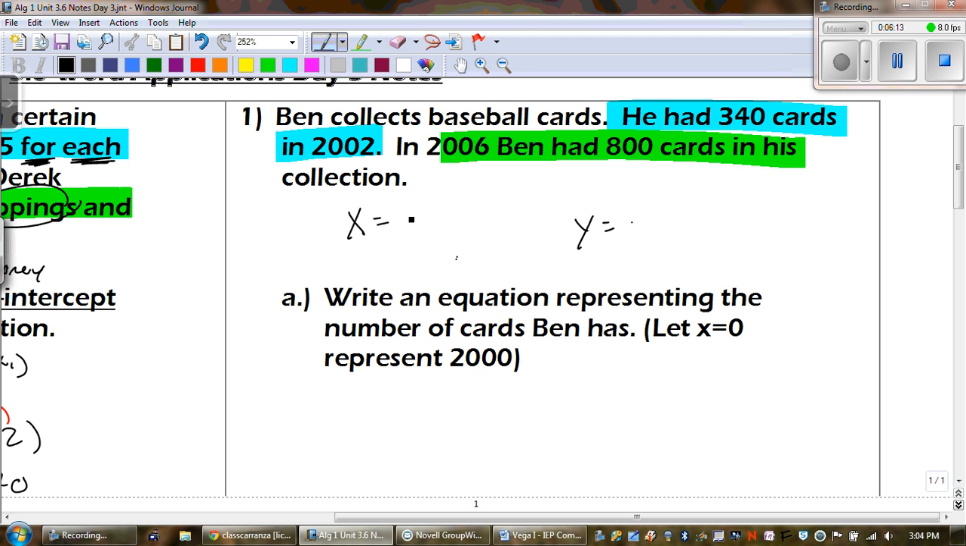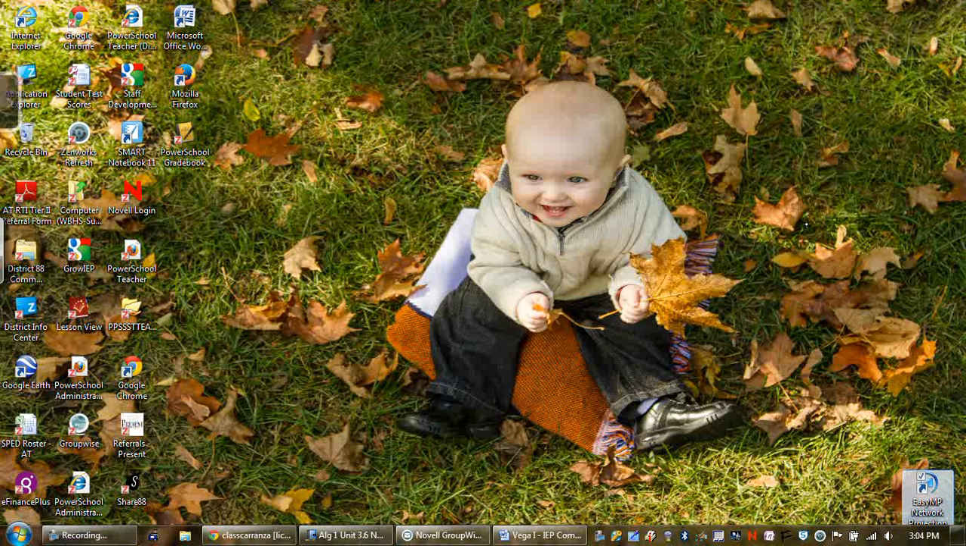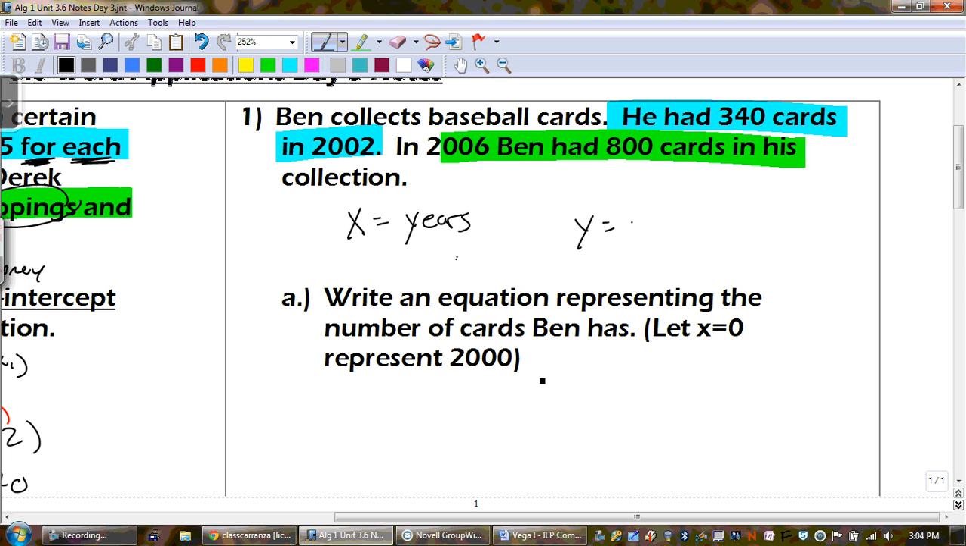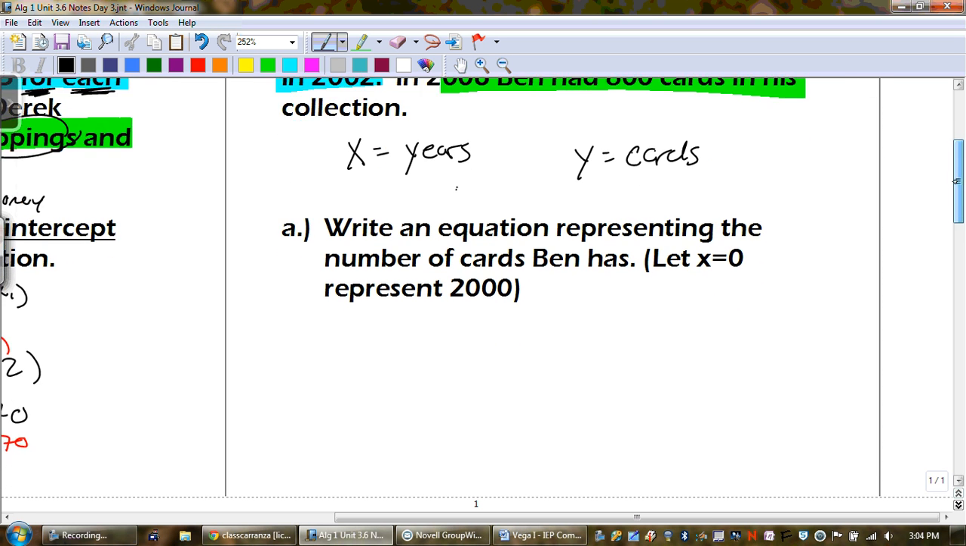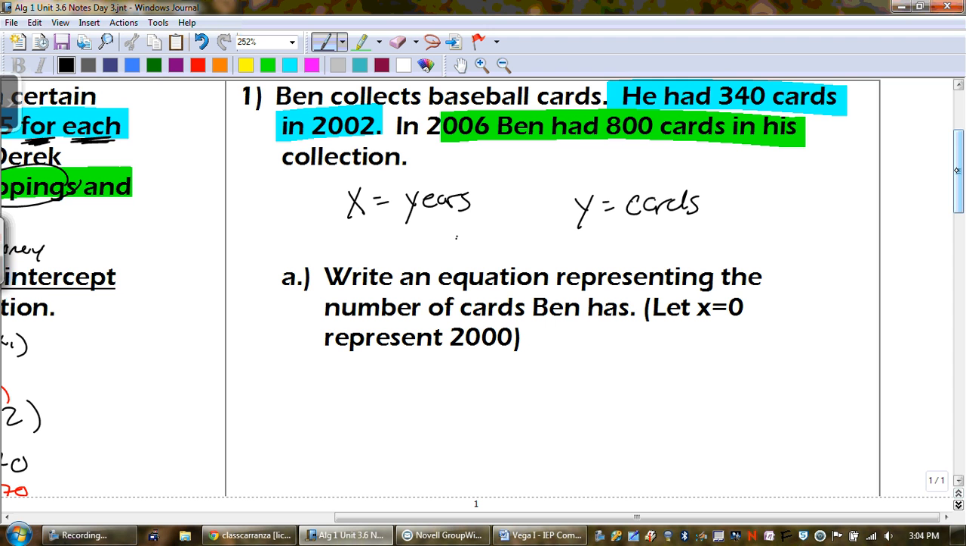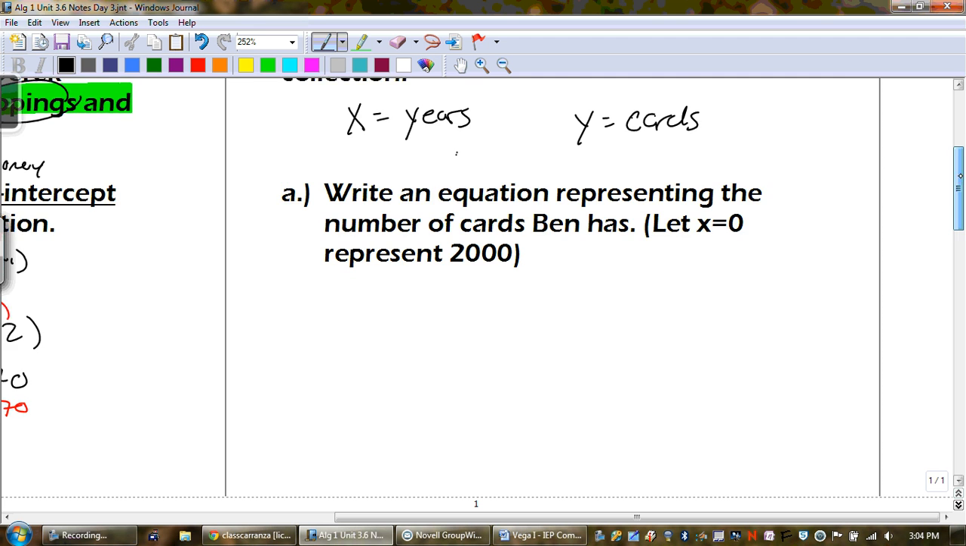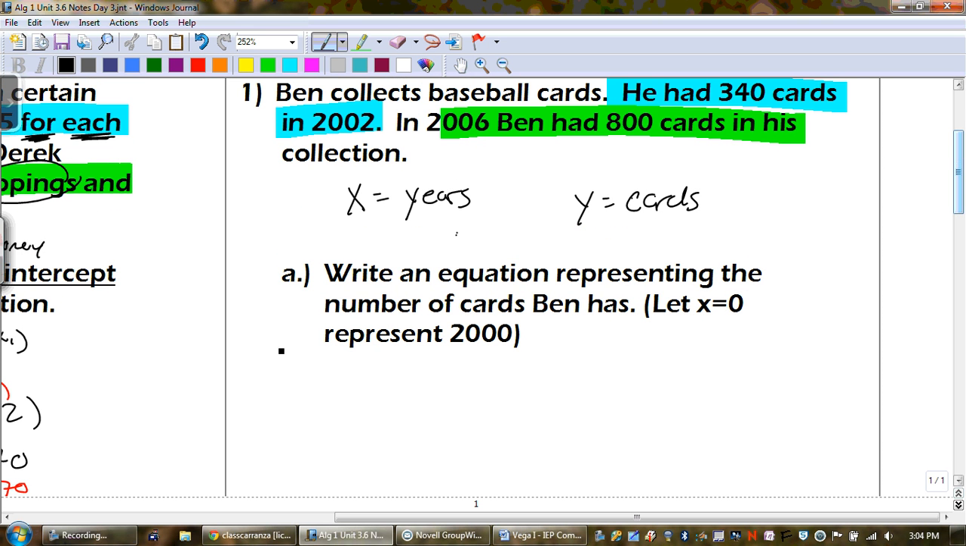Anytime we're dealing with time or years, that's our x. Whoops, that's my son. Okay, but we're talking about y, and y for this one would be the cards. Now, write an equation. They don't give us a slope, they give us 4 numbers. So if they give us 4 numbers, we have to figure it out ourselves.